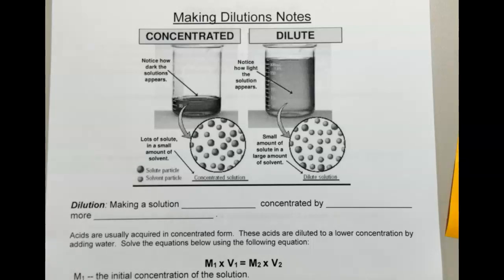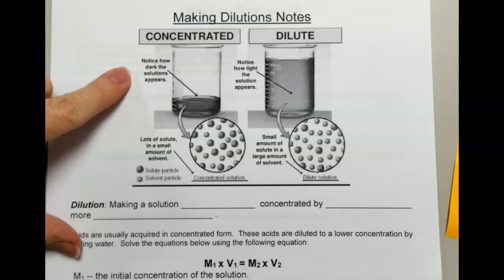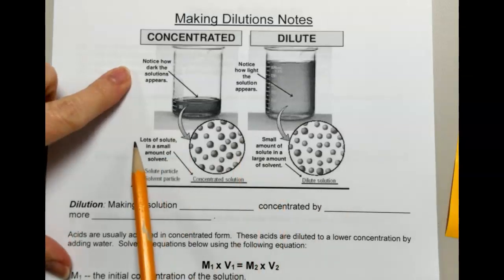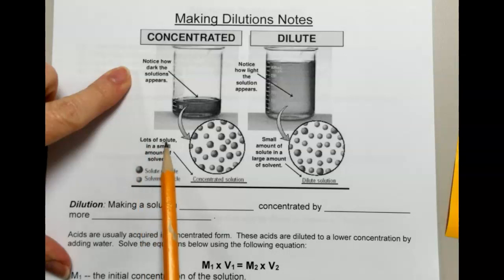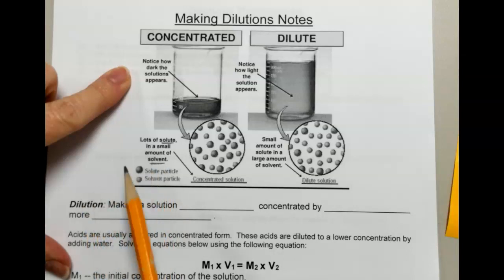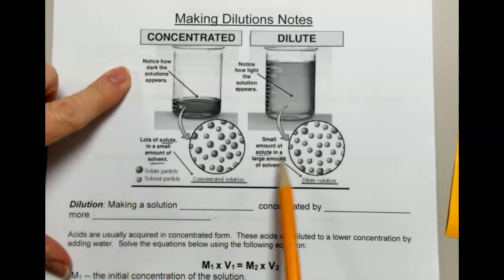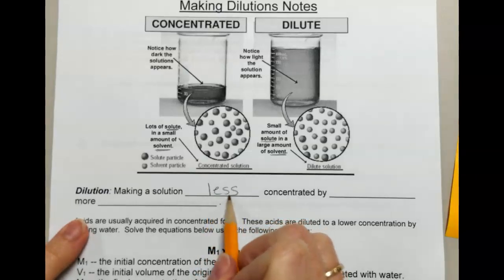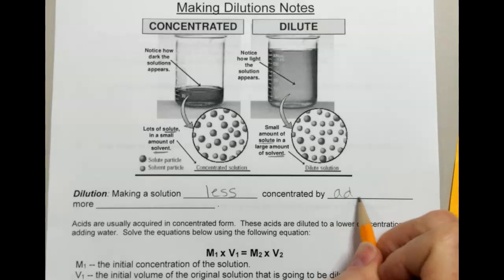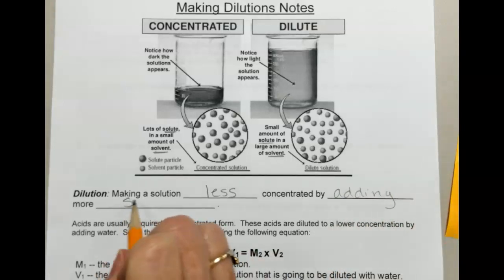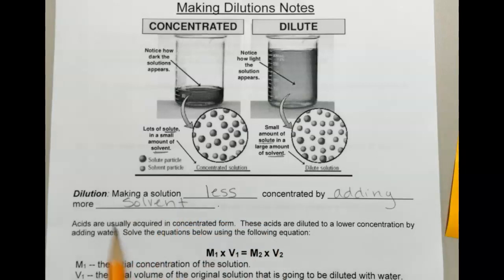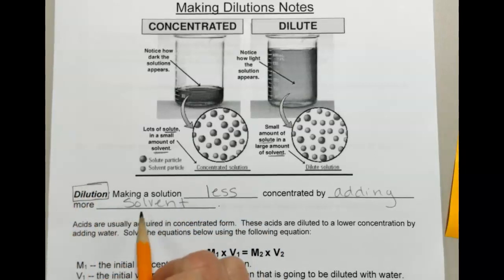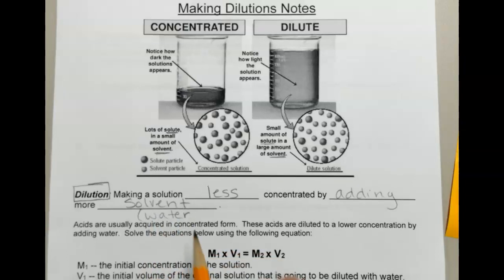All right, making dilutions notes. Okay, we already know the difference between concentrated and dilute. Concentrated is when there is a large amount of solute and a small amount of solvent, versus dilute, where there's a small amount of solute and a large amount of solvent. Making a solution less concentrated by adding more solvent is how we're going to dilute something. And the solvent we usually use is water.